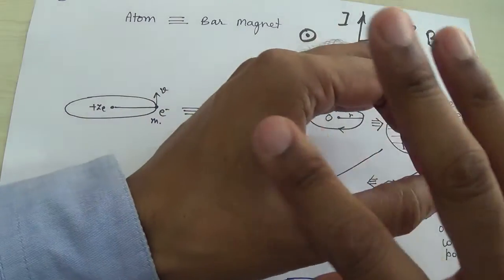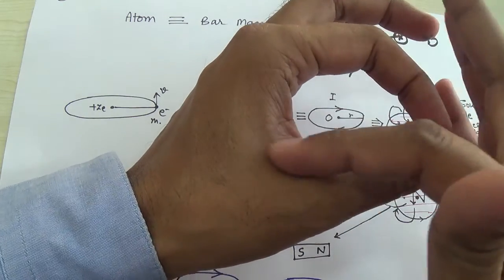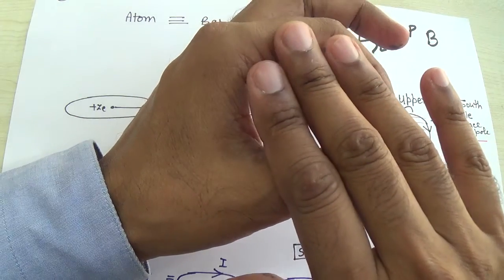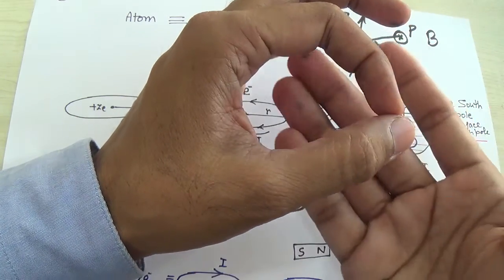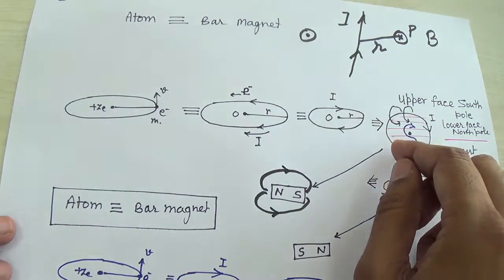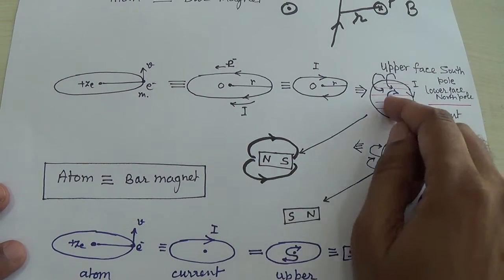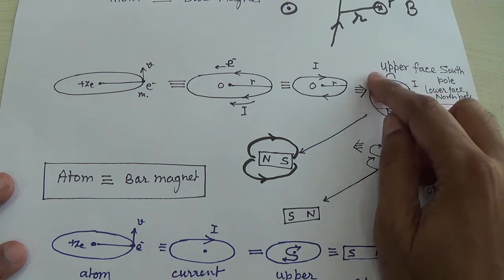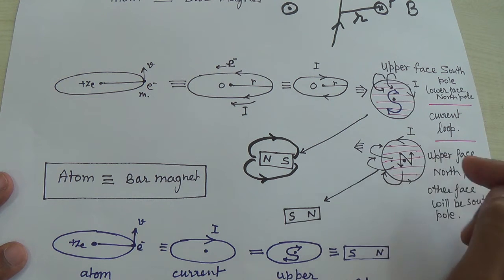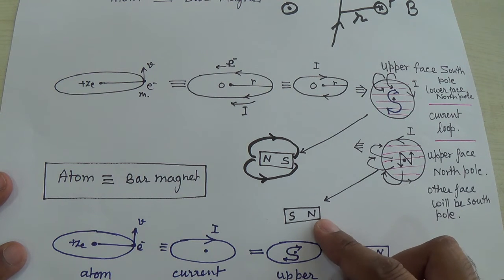If this is the upper face, and the lower face is this one, the upper face behaves like a south pole, like this open circle, and the lower face of the loop behaves like the north pole, which is equivalent to a tiny bar magnet. Here I have shown this when the current is clockwise, but when the current is anti-clockwise, the upper face will behave like a north pole and the lower face will behave like the south pole. This can be shown here this way.